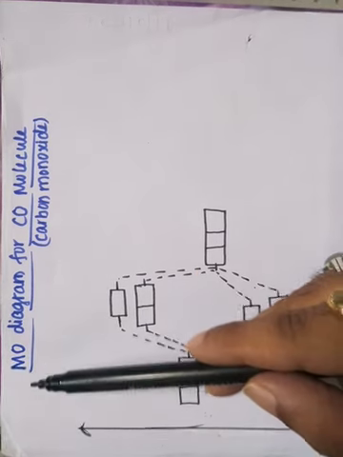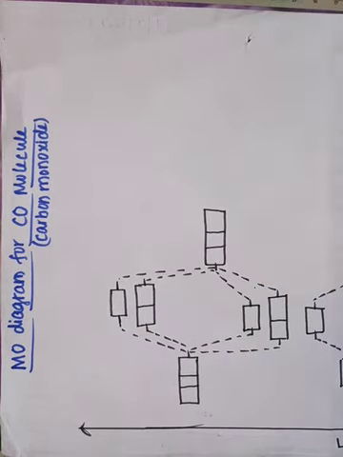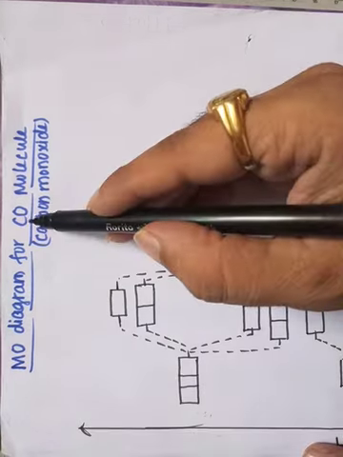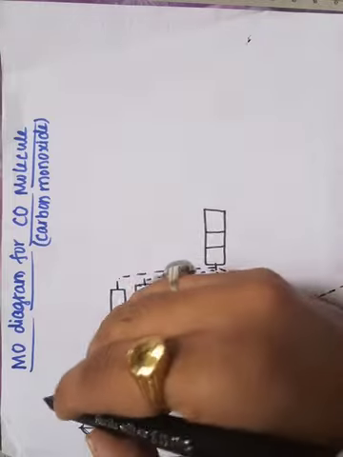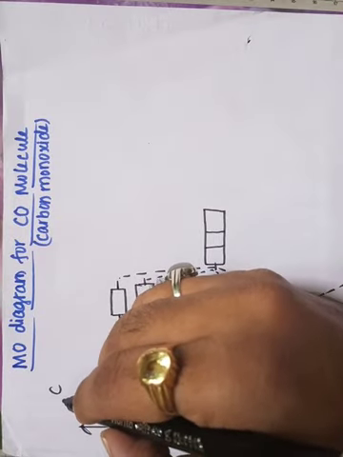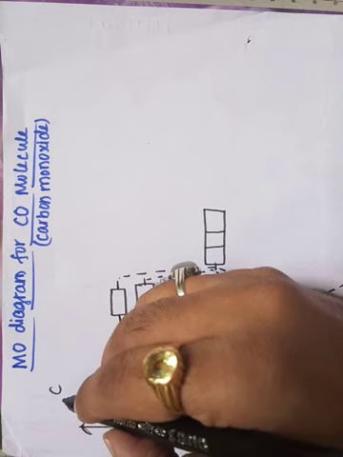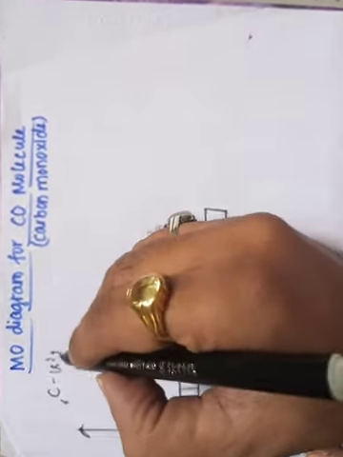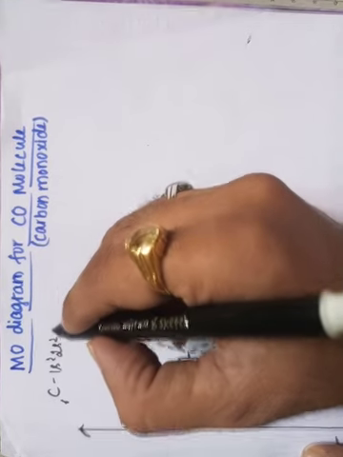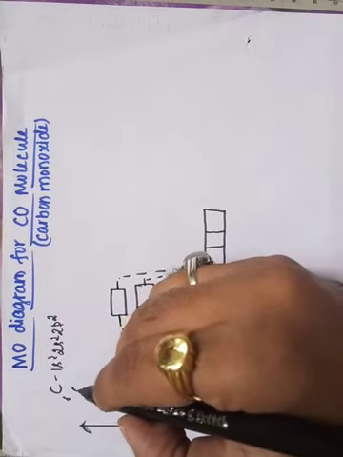So next let us construct the molecular orbital diagram for carbon monoxide molecule. This carbon monoxide molecule is made up of one carbon atom and one oxygen atom. The atomic number of carbon is 6, so its electronic configuration is 1s2, 2s2, 2p2. And the oxygen atom.